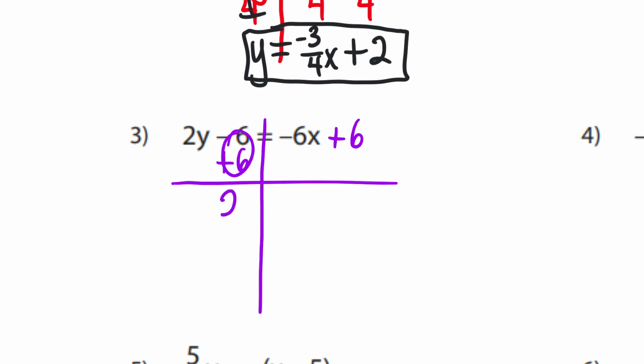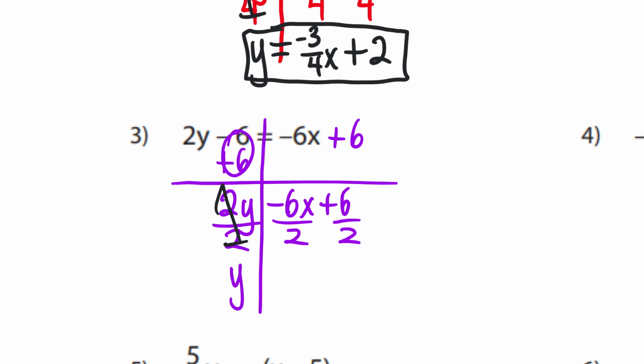So this zeroes out. This leaves 2y equals negative 6x plus 6. Divide both sides by 2. I do that because 2 divided by 2 is 1. That just makes that y. Negative 3x plus 3.